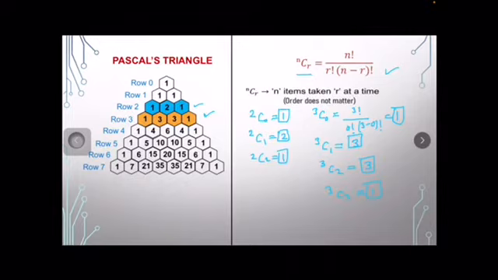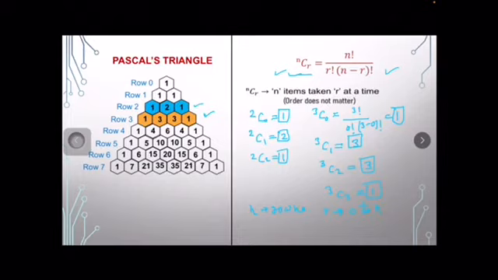Clear? So after seeing this, what do you conclude? What is the relation between Pascal's triangle and the combination? Here, n is the row number in Pascal's triangle, and r goes from 0 to n, right?